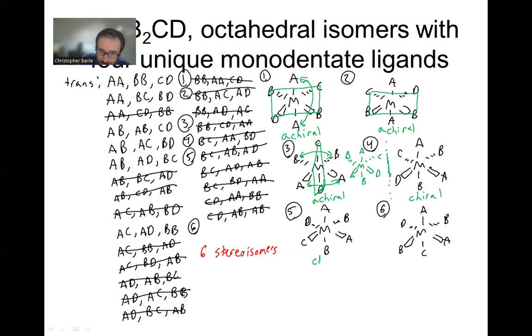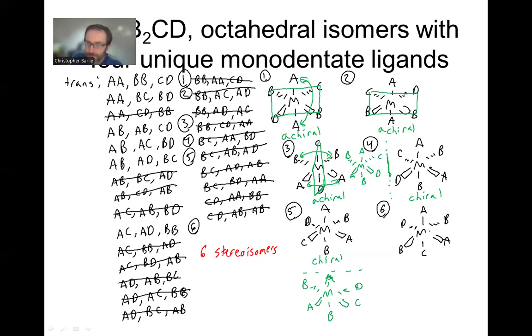Structure 5 is also chiral. Similar thing. We have the A's cis to one another, 90 degrees apart, and the B's 90 degrees apart, cis to one another, but they're not in a square plane. They're not trans to one another. So that's chiral. And again, we could draw a mirror plane here and draw the other handedness. So I'm going to do A and B. And I'm going to flip, instead of having B and A on this side, I'm going to have D and C and B and A.